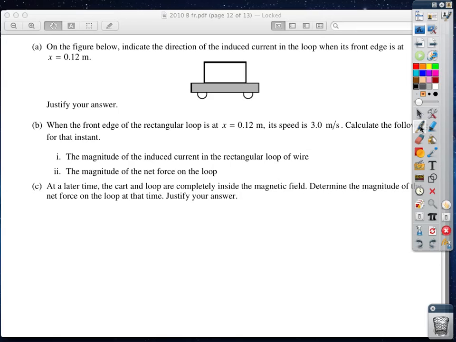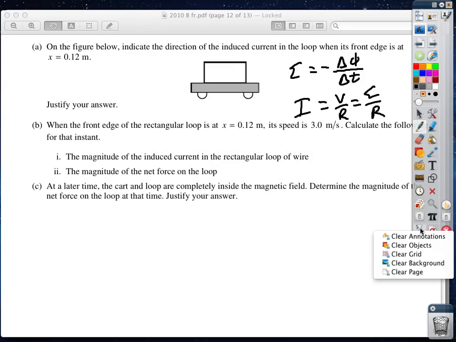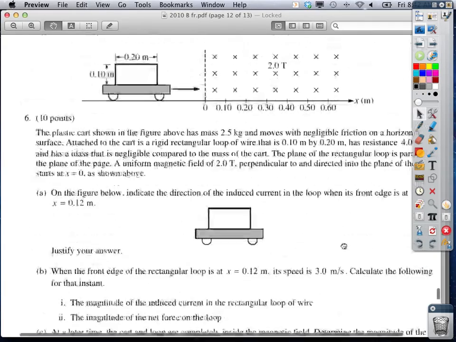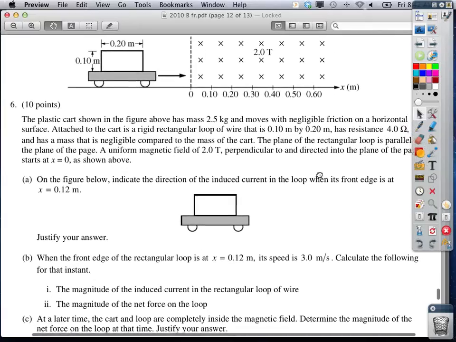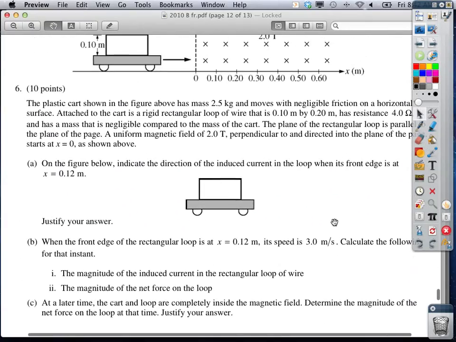Yeah, negative delta phi over delta t. Does this make sense? So we say, if Lenz's law says it's negative delta phi over delta t, and then I is v over r, or this over r, I hope they give us a resistance. We'll see. Then we can start plugging this stuff together. Let's see if they give us the resistance. Oh, yeah, there you go. 4 ohms. Excellent. And the field is 2 Tesla.